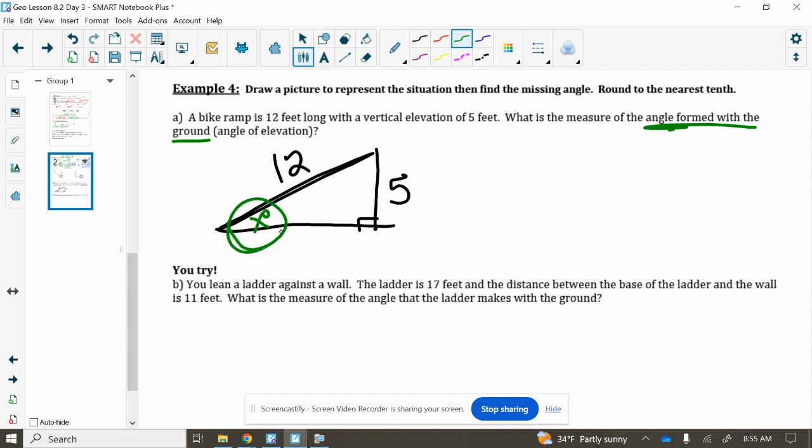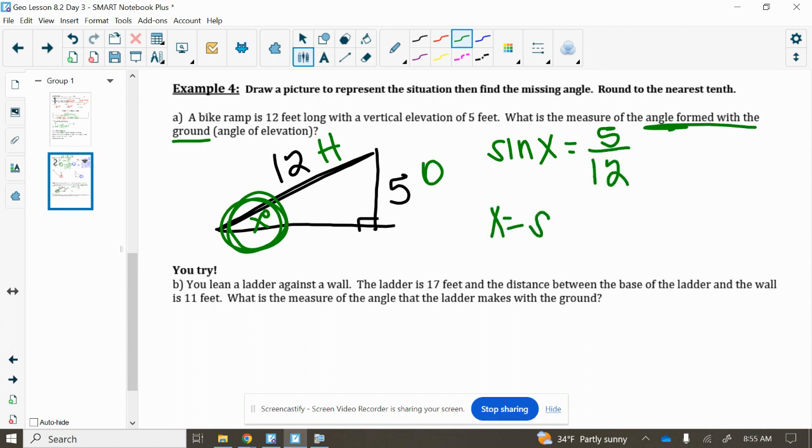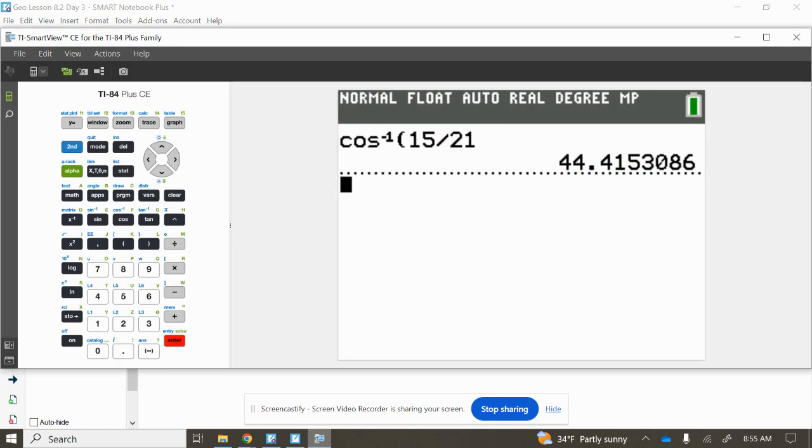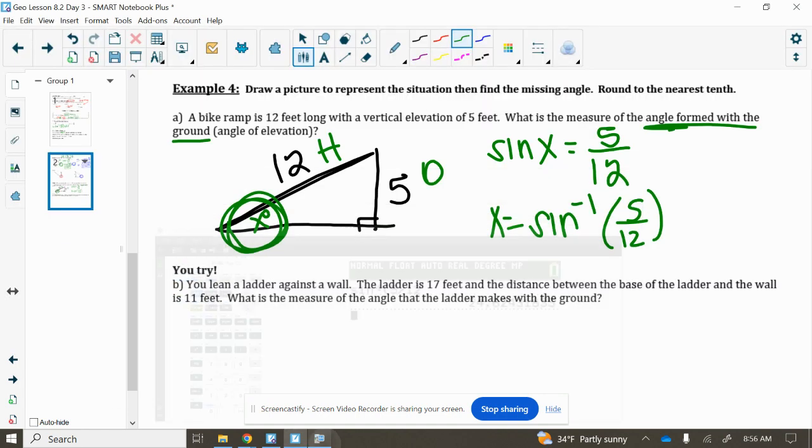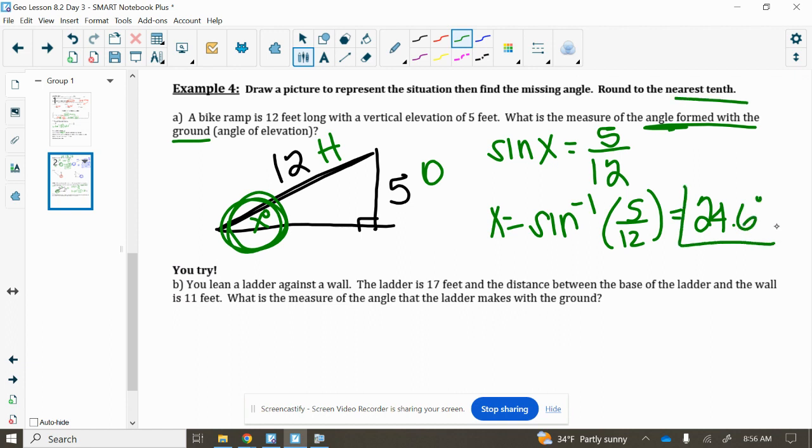Because we need to solve for x, this time we are given opposite and hypotenuse, and I'm going to use sine to solve for my angle. To get x, I need to inverse this and take sine inverse. So second button sine, 5 divided by 12. My angle would be 24.6 degrees. And again, we're just rounding to the nearest tenth on these.